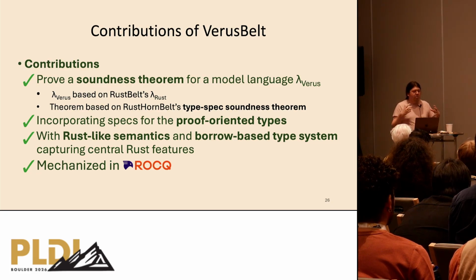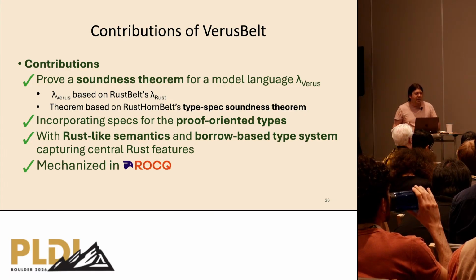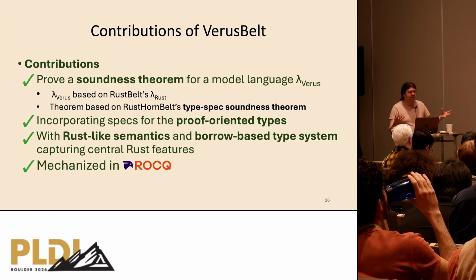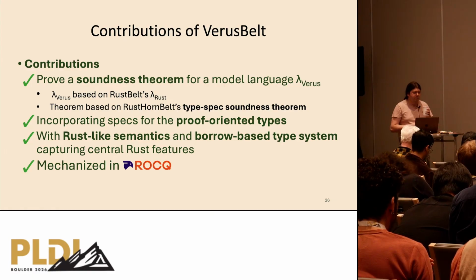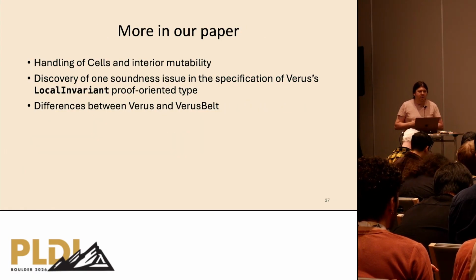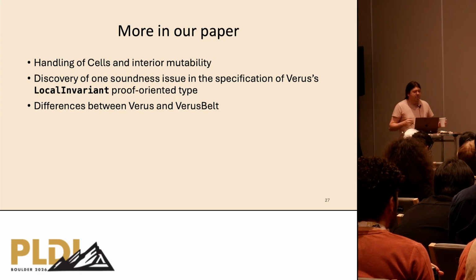So VerusBelt incorporates specs for these proof-oriented types. And it has Rust-like semantics, of course, because it's building off of lambda Rust. And again, it's all mechanized in Rocq using Iris. There's a bit more in the paper.